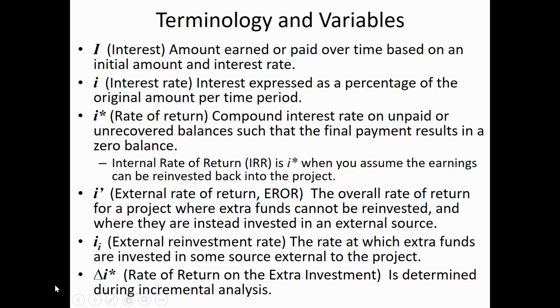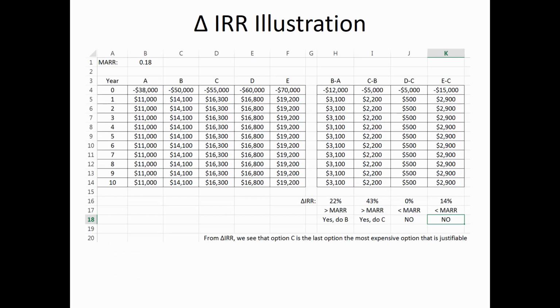Okay, so what we're focusing on today is delta I star. And remember, the rule is if the incremental internal rate of return is greater than the MAR, then the increment is justified. The extra amount is worthwhile. Okay, so this one's complicated. We're going to go through it slowly because it's important. This is the type of problem that you'll see on an exam and in the homework.